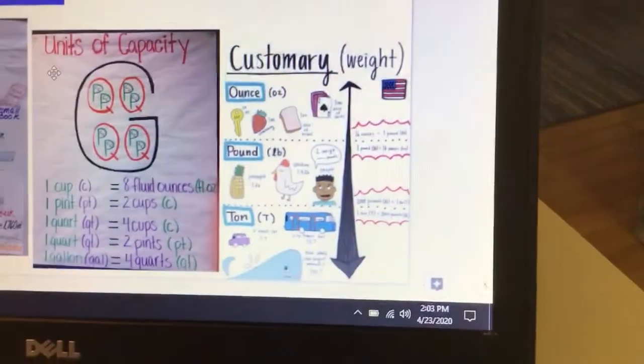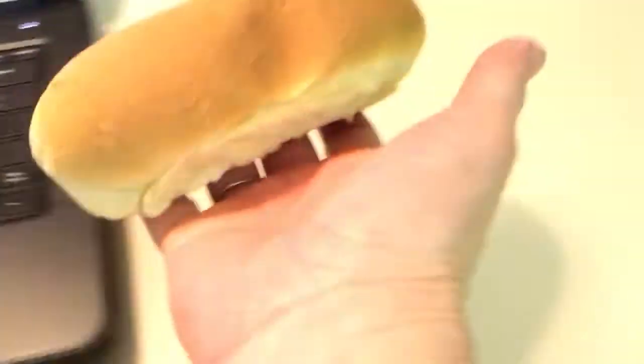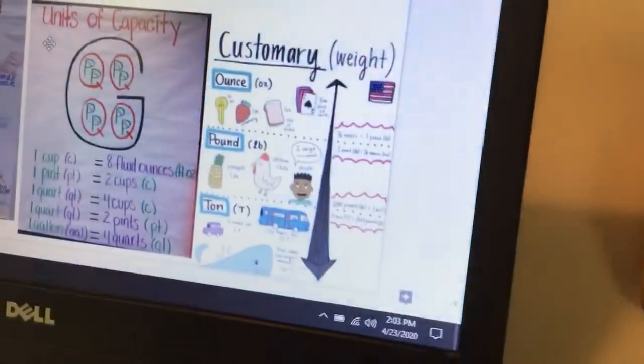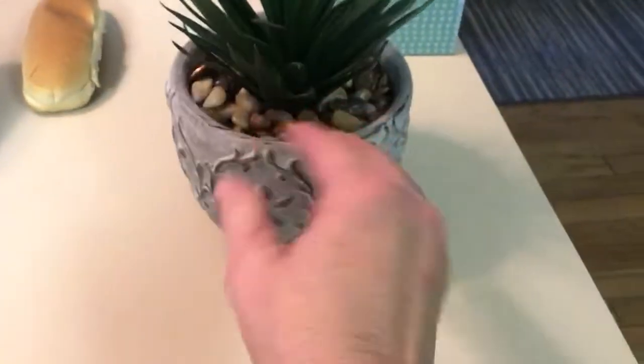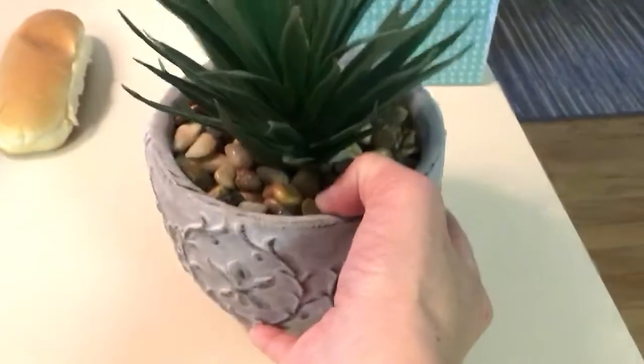And then as far as weight is concerned, here in the United States, we use ounces, pounds, and tons. All right, so an ounce is something that is very light. So approximately like a piece of bread would be an ounce. Now this is just a hamburger bun, but a piece of bread would be an ounce, okay? Something that would be a pound, like a pineapple could possibly be a pound. I went and weighed this little thing that I have on one of my tables over there, and this is approximately a pound.